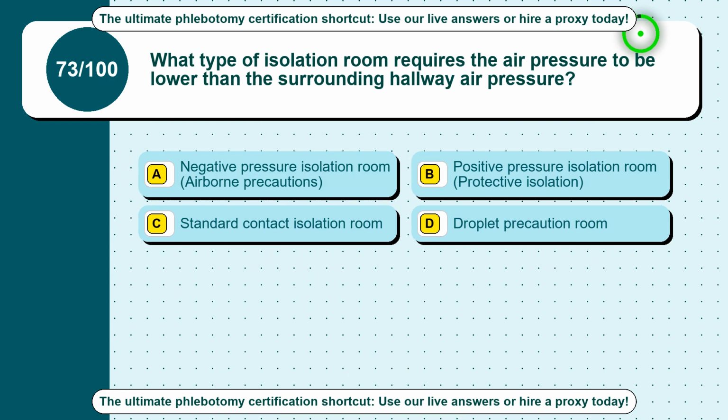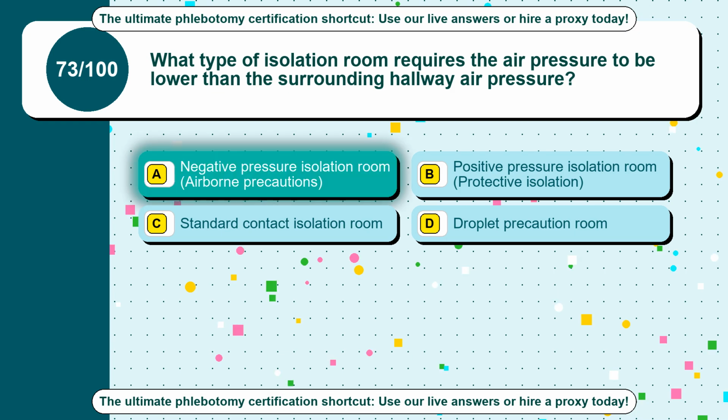Question 73. What type of isolation room requires the air pressure to be lower than the surrounding hallway air pressure? Option A. Negative pressure isolation room, airborne precautions. Option B. Positive pressure isolation room, protective isolation. Option C. Standard contact isolation room. Option D. Droplet precaution room.